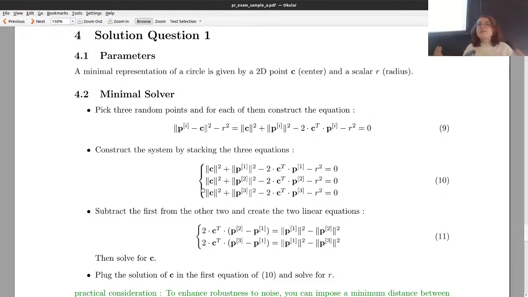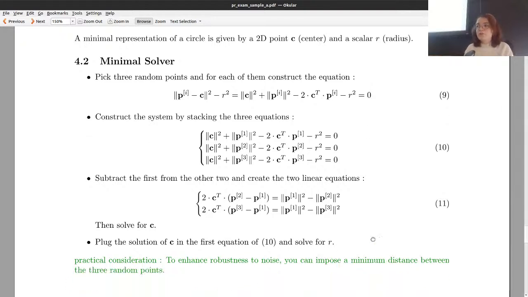Then you build the system by stacking as many equations as you need in order to determine the parameters of your curve. And then you go and solve this system by using the methods that you know from linear algebra, which might be subtracting the first from the other two and creating 2 linear equations, or doing the Gauss elimination algorithm, or whatever. From equation 10, it's just a linear system that you need to solve somehow in order to get the parameters, which in this case are the x and y coordinates of the center and the radius.